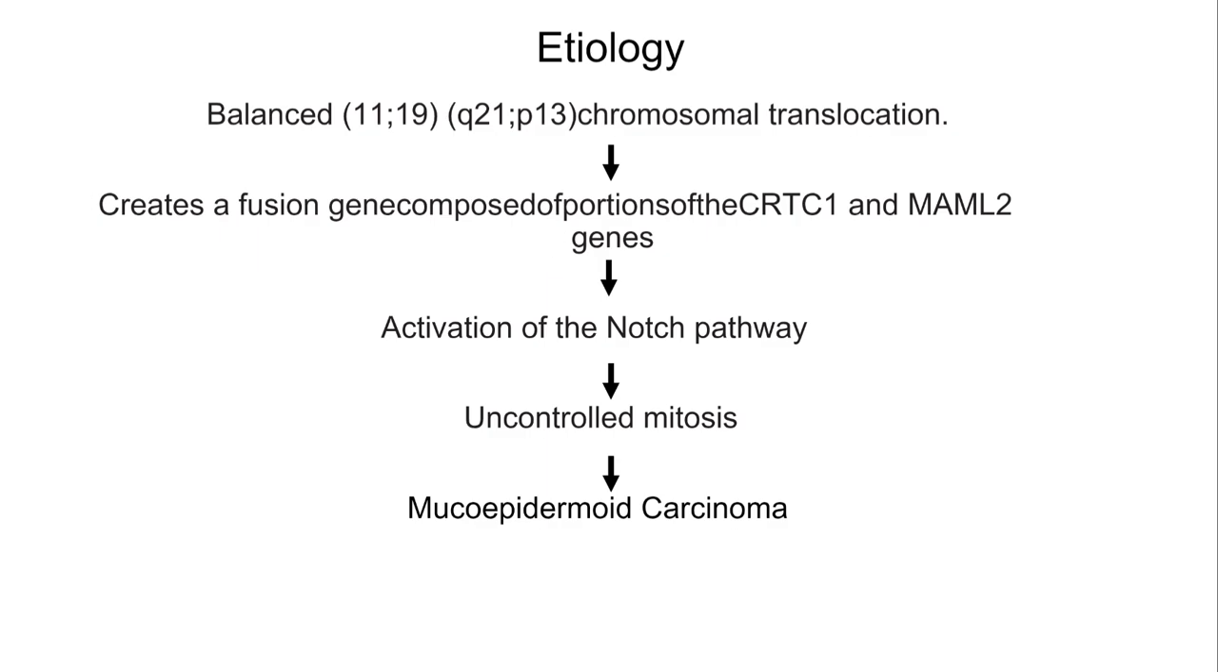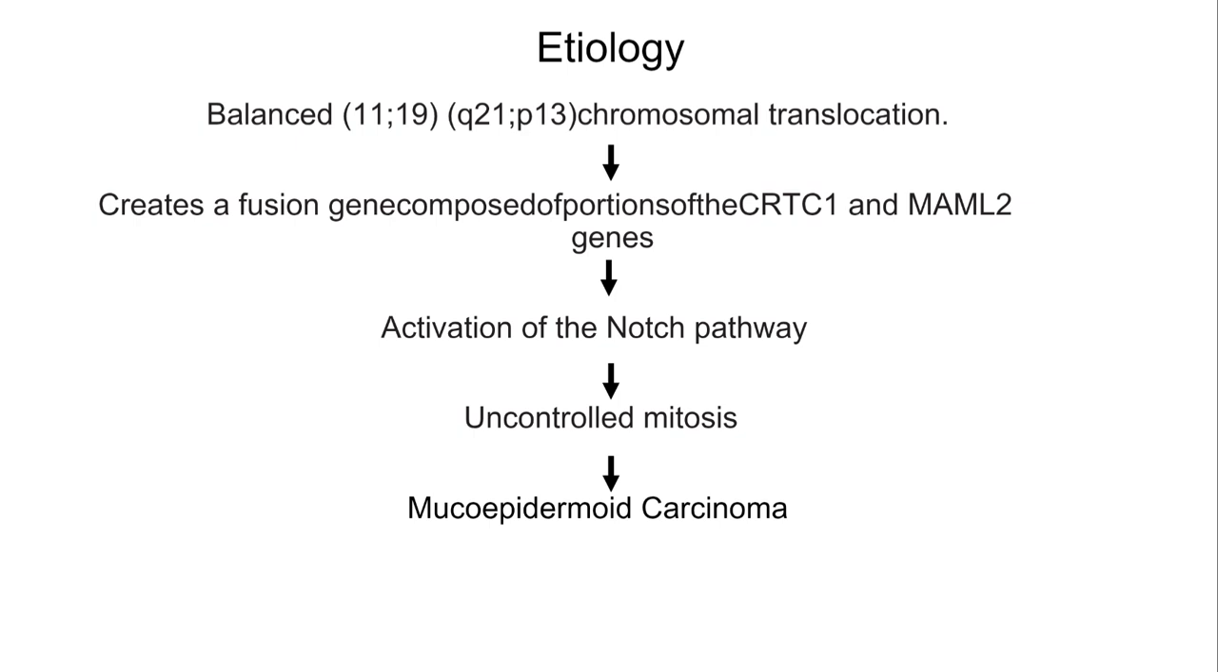Exploring the etiology of mucoepidermoid carcinoma. In examining the causes of mucoepidermoid carcinoma, it is crucial to focus on the genetic factors that underpin its progression. The key genetic factors are activation of the Notch pathway. The activation of this pathway is a pivotal event that instigates uncontrolled cell division, which is a hallmark of cancerous growth. Next, it is the balanced chromosomal translocation.